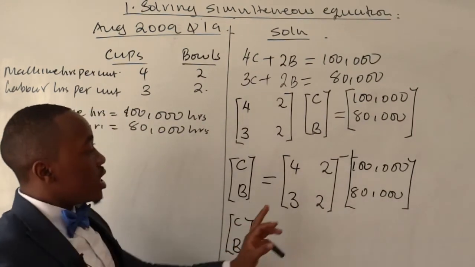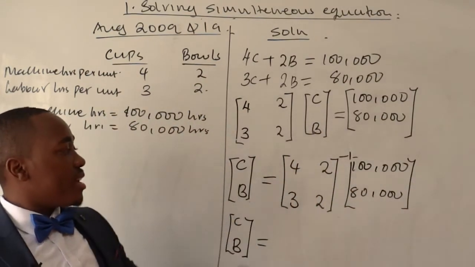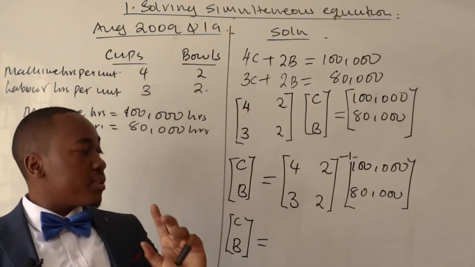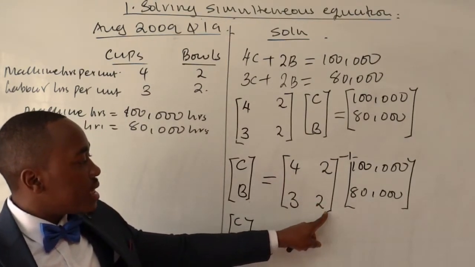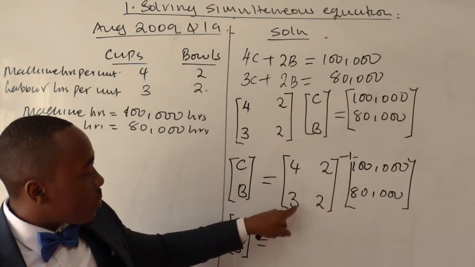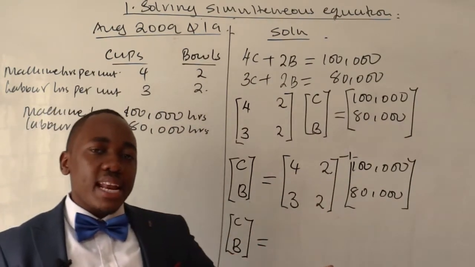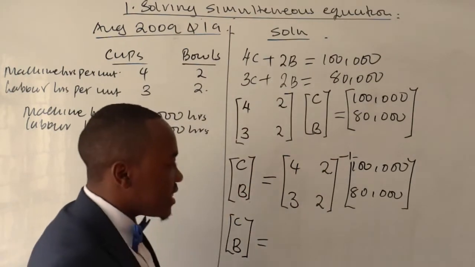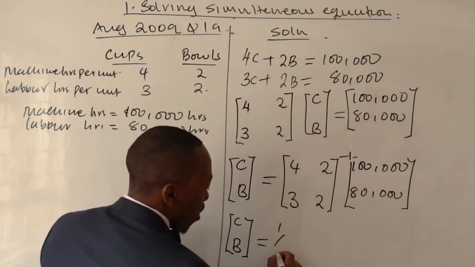So CB is equal to, remember here we have an inverse. We are dividing by this. So how do we get an inverse? We have some steps to follow. First of all, you get the determinant. You take 4 times 2, which is 8, minus the minor diagonal, 3 times 2. So it's 8 minus 6, you get 2. And then the other step, you reciprocate. If the determinant is 2, it will be 1 over 2.